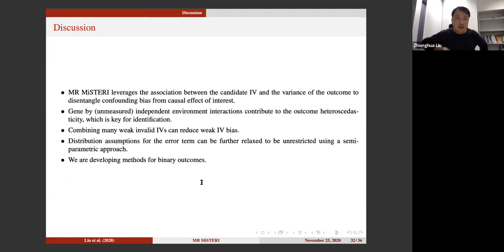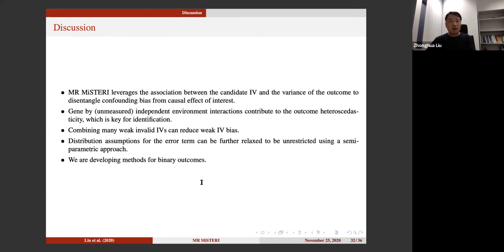To conclude, MR mystery leverages the association between the SNP IV and the variance of the outcome to disentangle confounding bias from the causal effect of interest, under the outcome heteroscedasticity assumption. Gene by unmeasured independent environmental interactions can contribute to the outcome heteroscedasticity, which is fundamentally important for identification in our paper. And we can combine many weak IVs and invalid IVs to reduce weak IV bias.